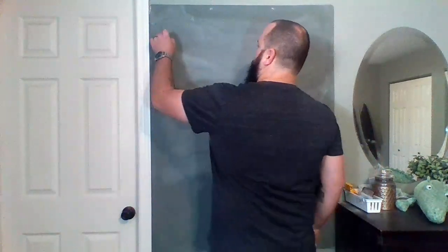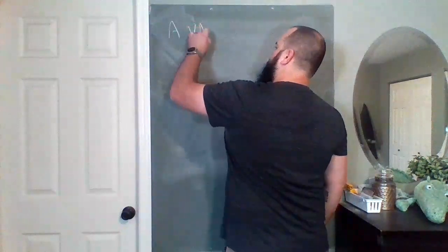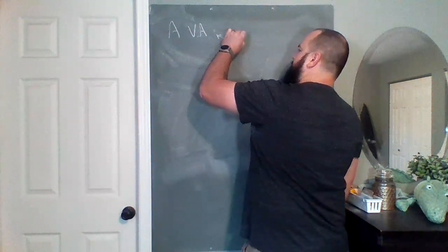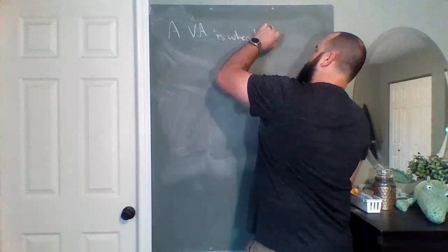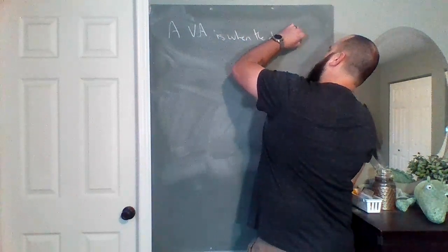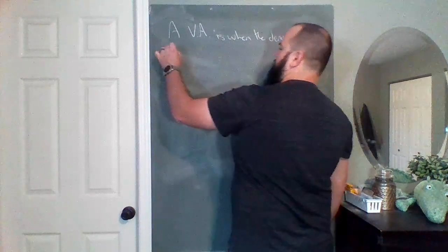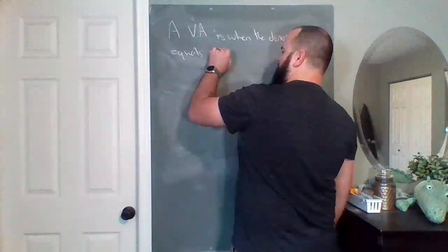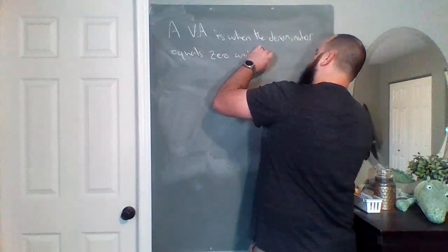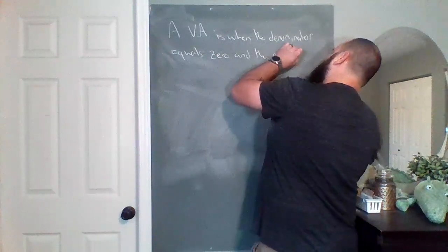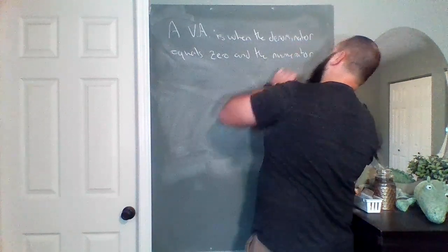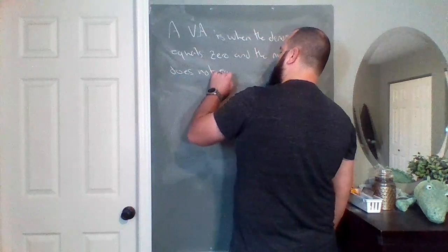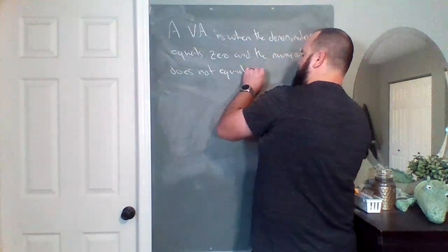So very simply put, a vertical asymptote is when the denominator equals 0 and the numerator does not equal 0.